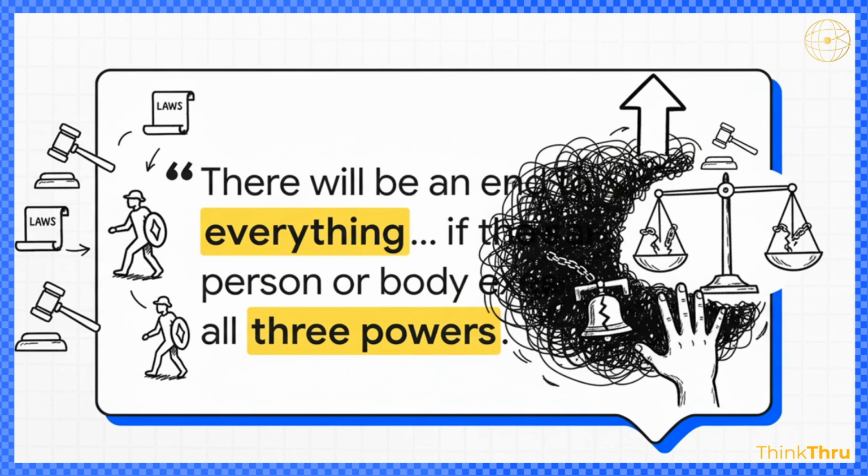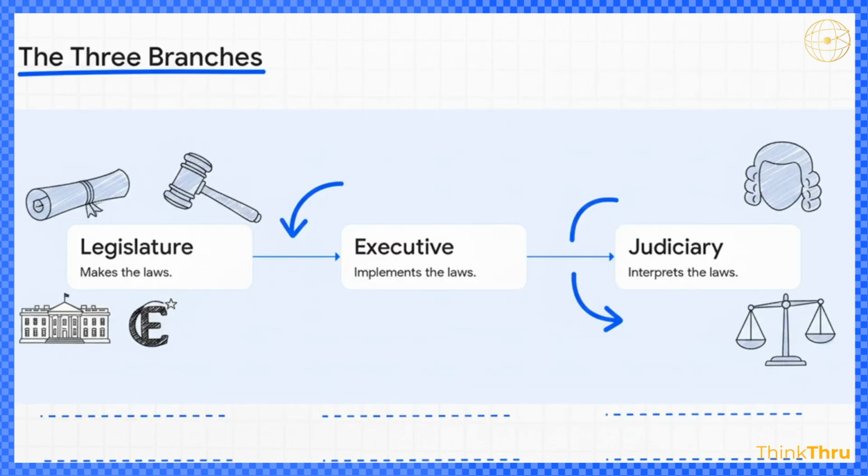I mean, think about it. If one person can write the rules, carry them out, and be the judge of whether you broke them, there's just no protection. It's a recipe for tyranny. So what was his solution? Divide and conquer. Split the government into 3 distinct branches, each with its own job to do. You've got the legislature to make the laws, the executive to carry them out, and the judiciary to interpret them. Simple, right? Each one stays in its own lane, creating a natural tension and balance.